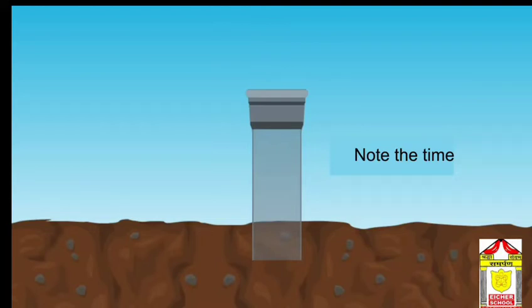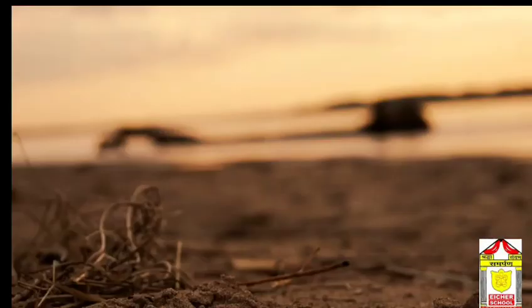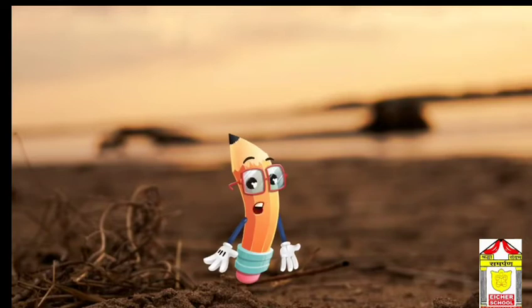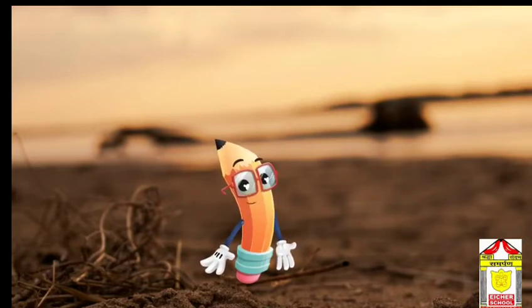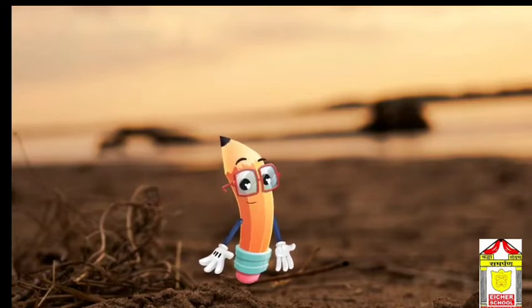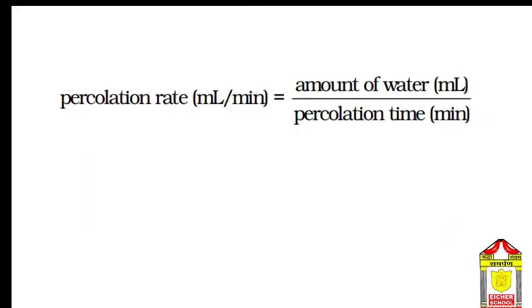Be careful not to let the water spill over or run down on the outside of the pipe. Now calculate the rate of percolation by using one formula. And what's that formula to calculate the rate of percolation? So the formula is that percolation rate, which we measure in milliliter per minute, is equal to amount of water in milliliter upon percolation time in minutes.